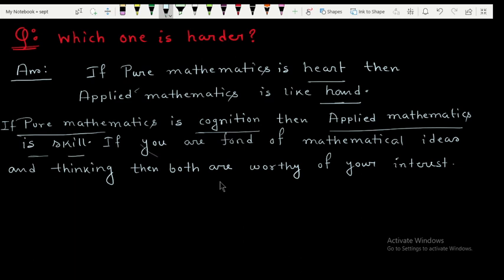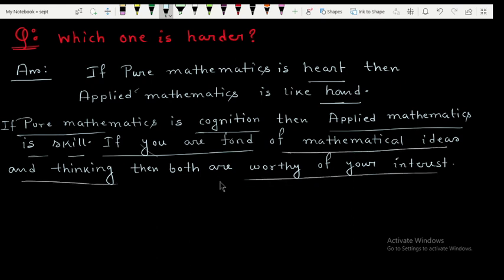And the final thing is that if you are fond of mathematical ideas and thinking, then both are worthy of your interest. If you are a true lover of mathematics, then it does not matter whether a part or a paper belongs to pure mathematics or applied mathematics. So keep loving mathematics.